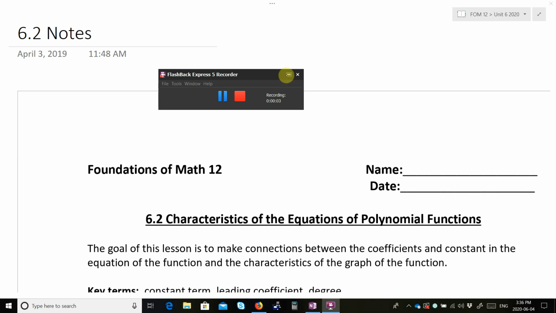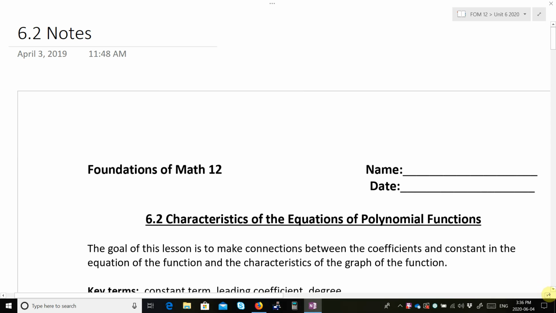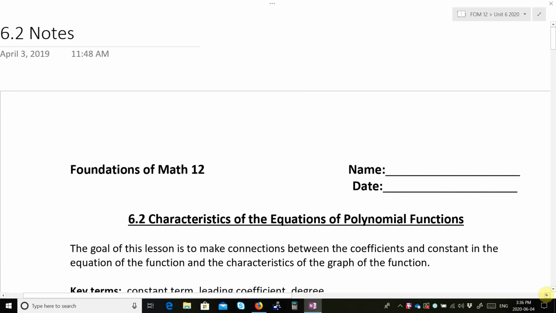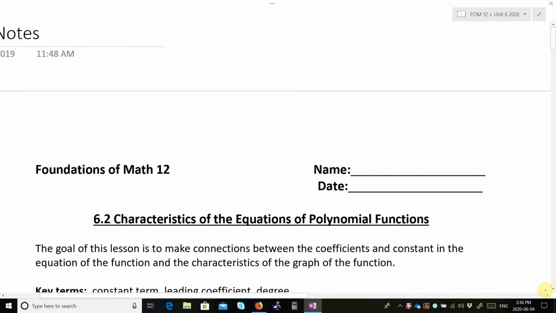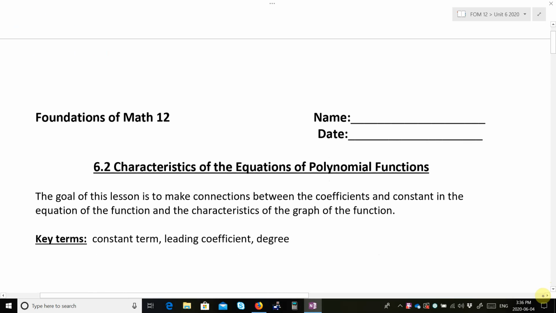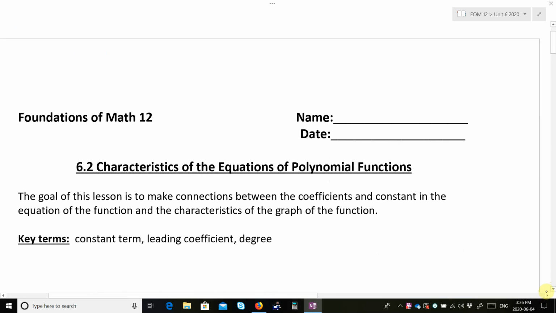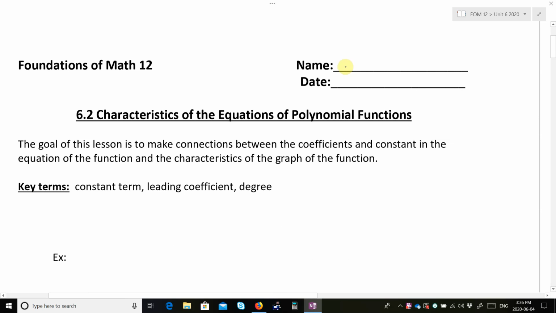Hi FOM 12 students, this is lesson 6.2 of our polynomials chapter. 6.2 is called characteristics of the equations of polynomial functions. And I can call mine answer key.